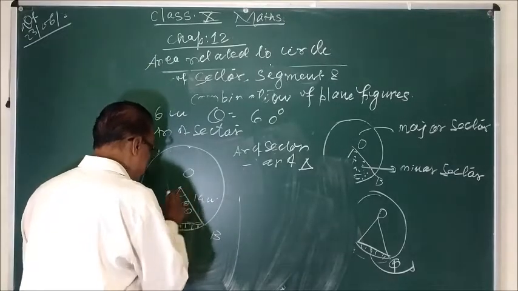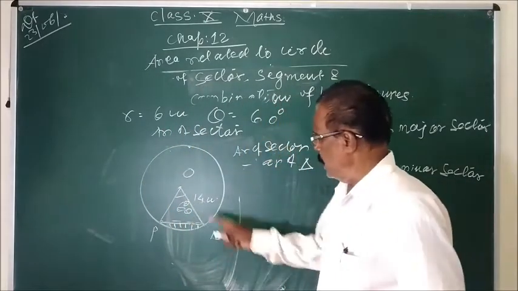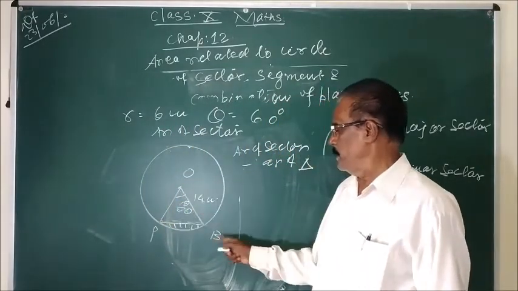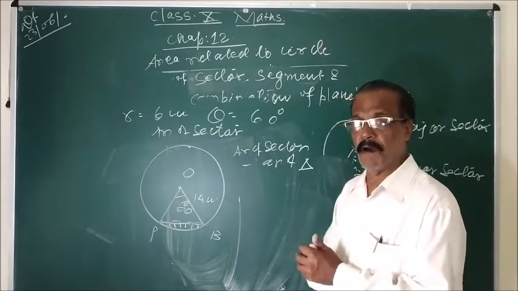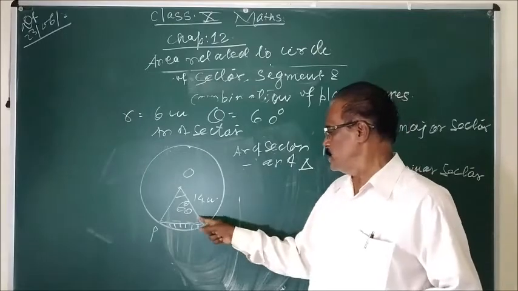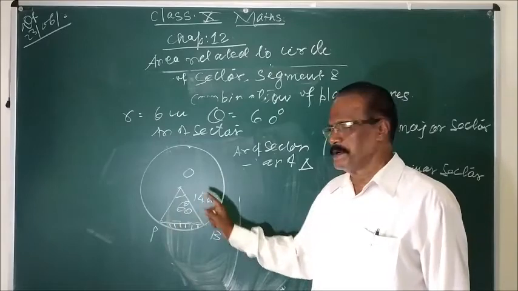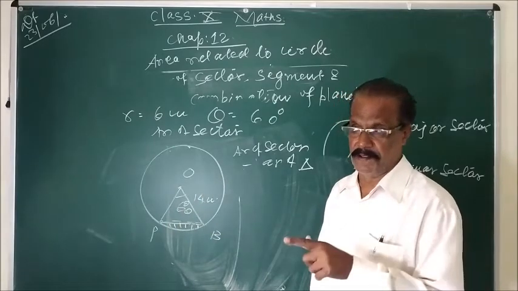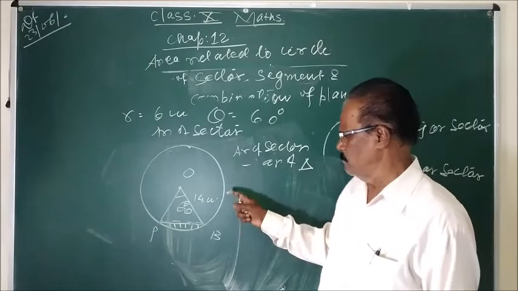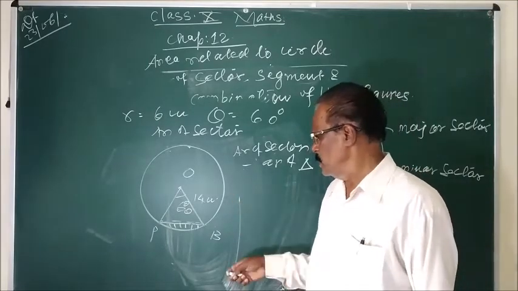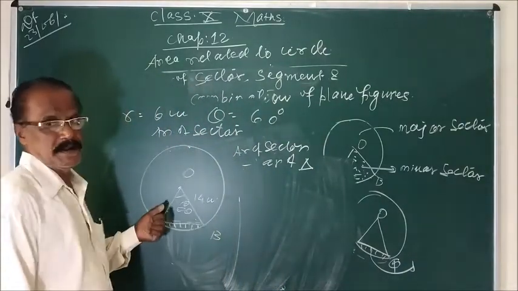And now we come to the geometry. This is a 60 degree angle, and PB, OP and OB are equal because they are radii of the circle. So each angle will be 60 degrees, because the angles opposite to equal sides in a triangle are equal. This is a theorem you must have studied in class 8 or class 9. So all these angles are 60, and this is an equilateral triangle.